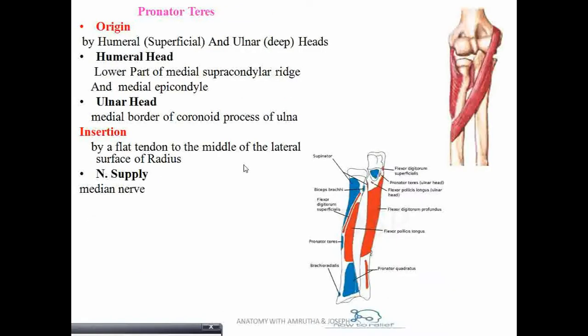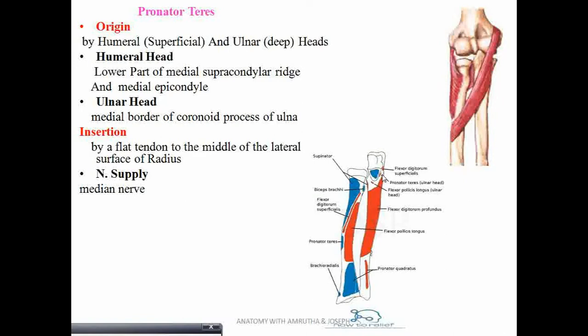Now let's see the muscles one by one. Pronator teres. The origin of pronator teres is by the humeral head, originating from the humerus, and the ulnar head, which is called the deep head, originating from the ulna. The humeral head originates from the lower part of the medial supracondylar ridge and the medial epicondyle. The ulnar head originates from the medial border of the coronoid process of the ulna.